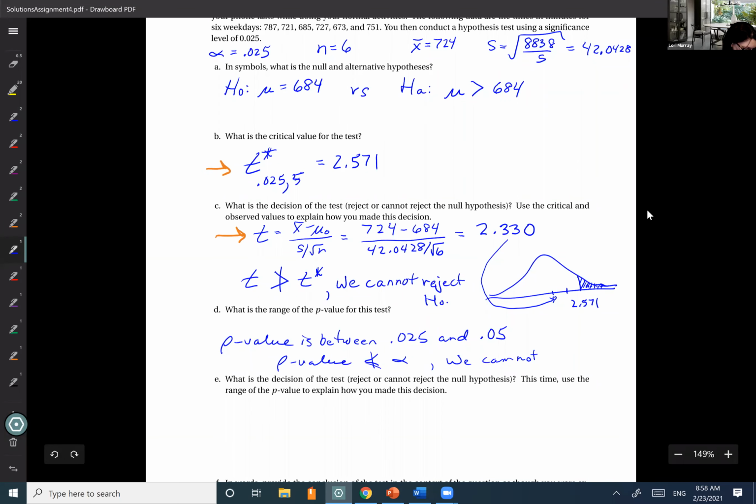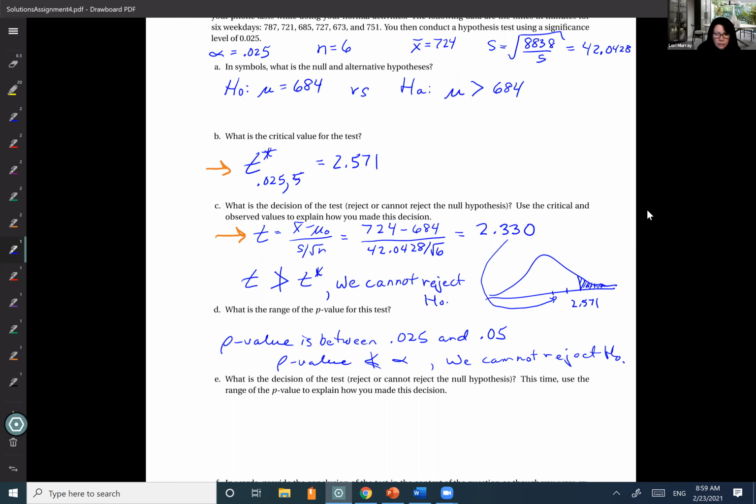So there are 2 ways to conduct the test, and you can see that we get the same conclusion. If you get a different conclusion, then you've done something wrong. You need to go back and look at the formula. So you always check to see if T is greater than T star. If it is, then it's in the rejection region. Or the other way to conduct the test is to check and see if the p-value is less than or equal to alpha. If it's less than or equal to alpha, then you reject.